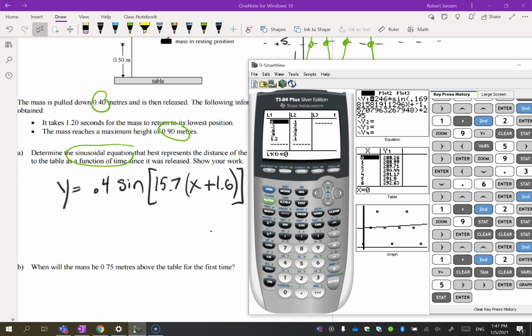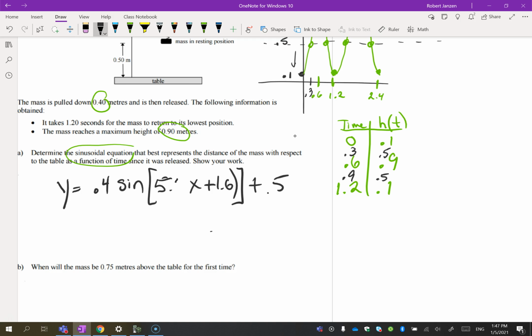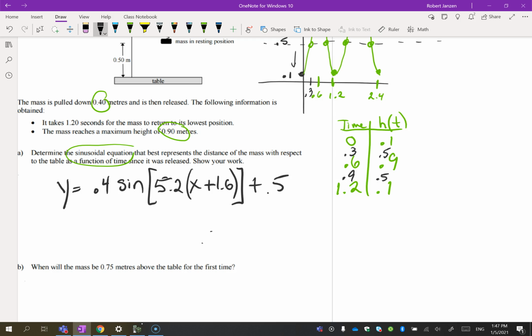Okay, the mistake was that when I didn't put the points in order, it gave me an equation that's actually wrong. So what I did is I rearranged the things in my calculator here, and now when I go to stat calc and I try to find the equation, it gives me this. Okay, this is the wrong equation. This shouldn't be 15.7, it should be 5.2. And then this is still 1.6, and that's still 0.5.